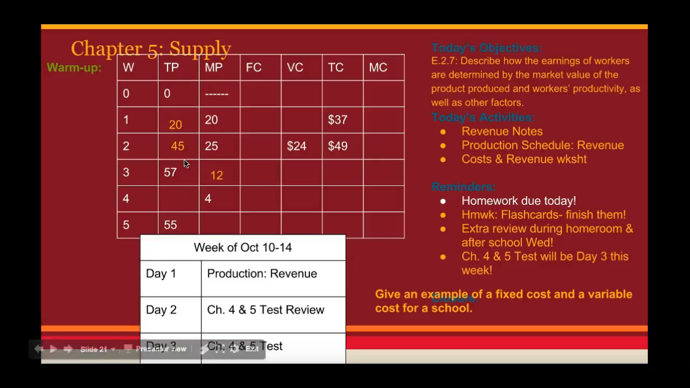For 4 workers, we know that the fourth worker made 4 items by themselves. We know the 3 workers together produced 57 items. So all 4 workers together, you're going to take 57 plus 4 to get 61. At 5 workers, we know all 5 workers together produced 55 items. We want to know how many just the 5th worker produced. In order to figure that out, we have to take 55 minus 61 to get -6.